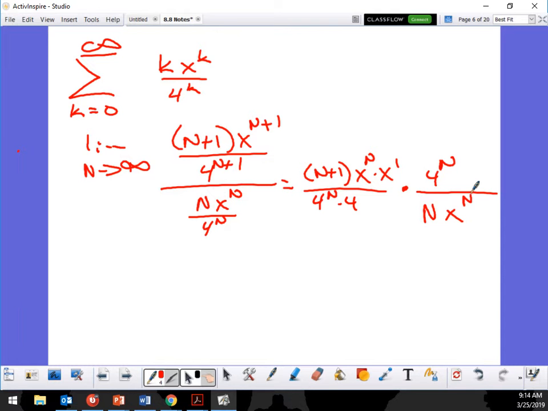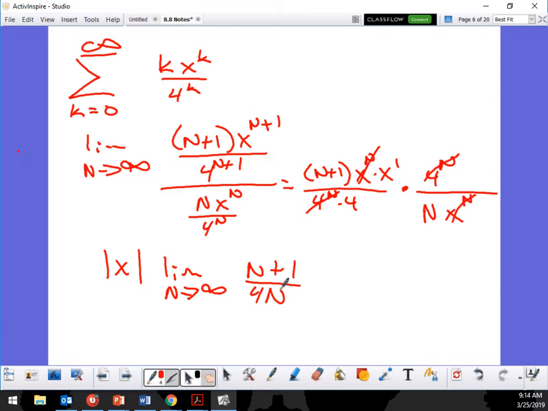All right, we could do some canceling, right? So cancel out my 4 to the n's, cancel out my x to the n's, and what am I left with? n plus 1 times x. Okay, so let's take out that x. So the limit as n goes to infinity of n plus 1 over 4n. So the absolute value of x is just the x factor.